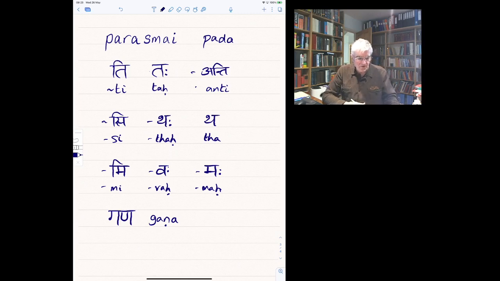Now we look at the first class of the parasmaipada verbs. This first class is actually the most common of the classes. The first group is called bhavadi. That's from bhu adi. The word adi means beginning, and used as a suffix it means etc. So bhu adi means bhu etc.